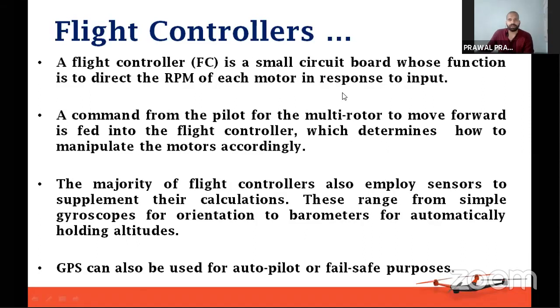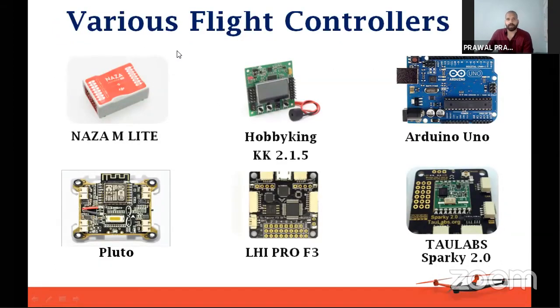Okay, so I already told you what flight controllers are. Now, talking about the different kinds of flight controllers which are easily available in the market in India. Some of these are NASA M-Lite, Hobby King, famously known as the KK board, and Arduino Uno, very commonly available and the cheapest of all. Then Pluto, which is manufactured by IIT Bombay students. Then LHI, and then Tau Labs. These are some of the controllers in the Indian market.